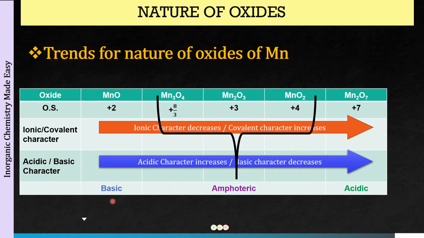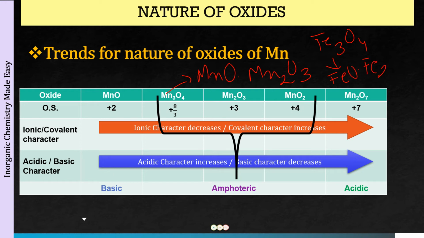We find that MnO is basic in nature. These three are amphoteric, and Mn2O7 is acidic in nature. Now for Mn3O4, please do remember this is a mixed oxide. It is made up of MnO dot Mn2O3, and this is amphoteric in nature. Similarly, we have Fe3O4, which is made of FeO dot Fe2O3, and this is also amphoteric in nature.